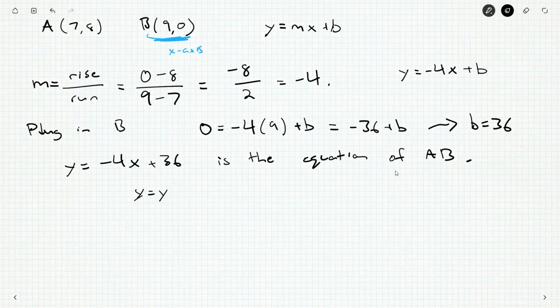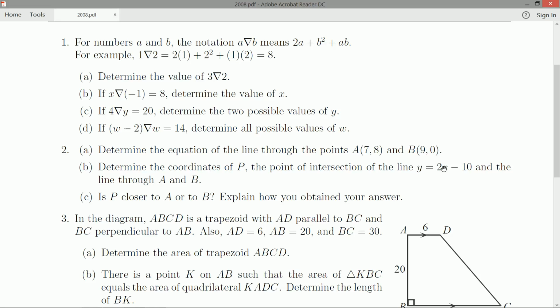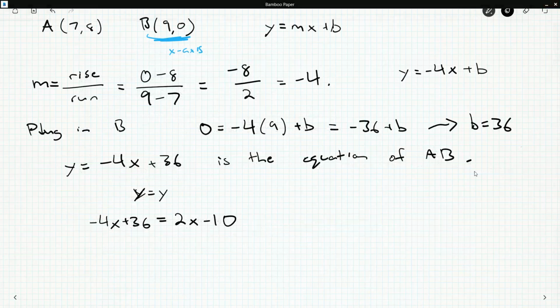And its x-coordinate must satisfy both equations. So it'll be the same y, the same x. Now we have equations for y. Negative 4x plus 36 and 2x minus 10. That was the other formula we were given here. Okay, and it's the same x value in both of these equations.